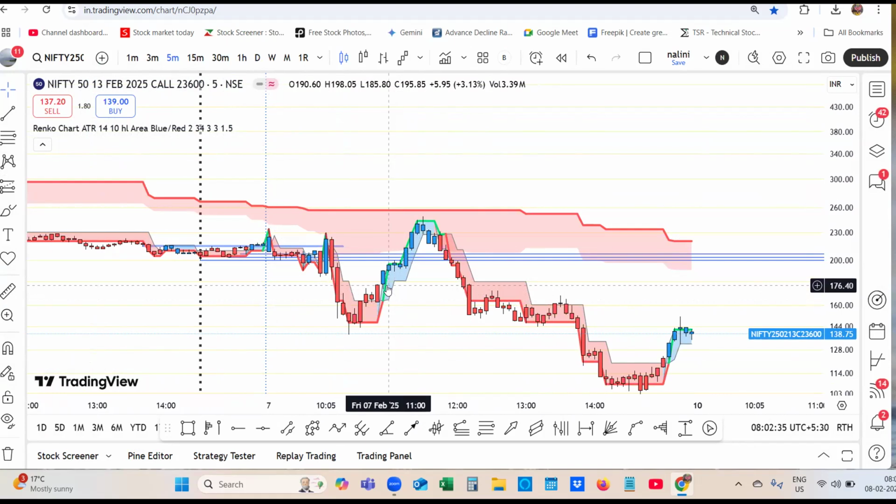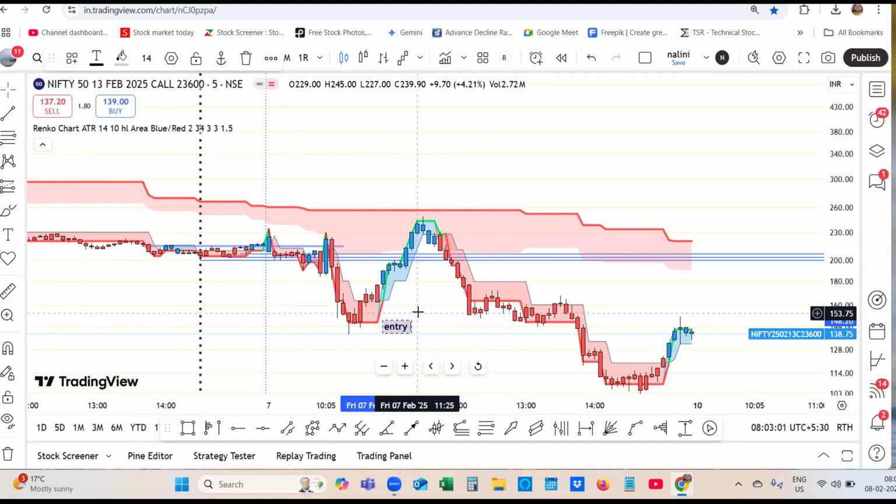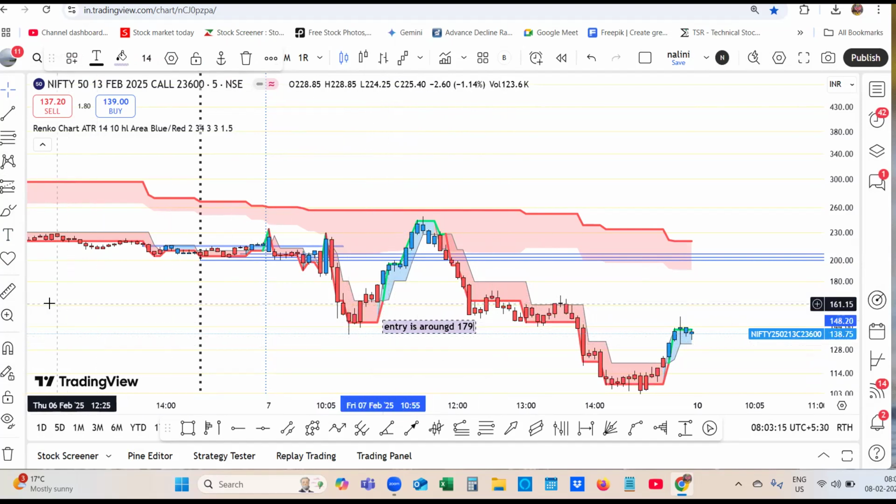When you are entering here, say for example, you are entering only when the color changes and the red is turned into green. That means the box is changing. When it turns into green, you are entering, say for example, you have entered at around 179, and you are keeping the immediate stop loss at the trend change line. That is 162.